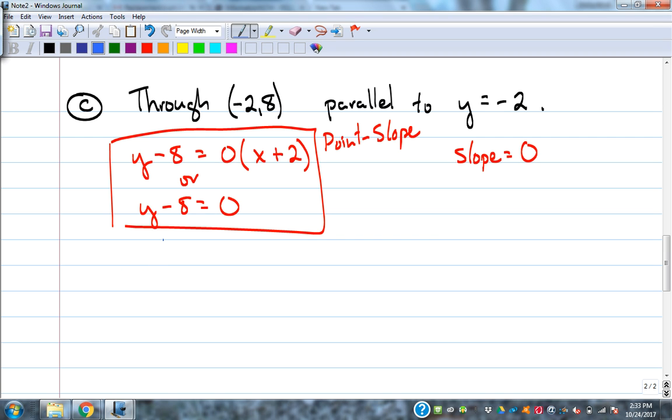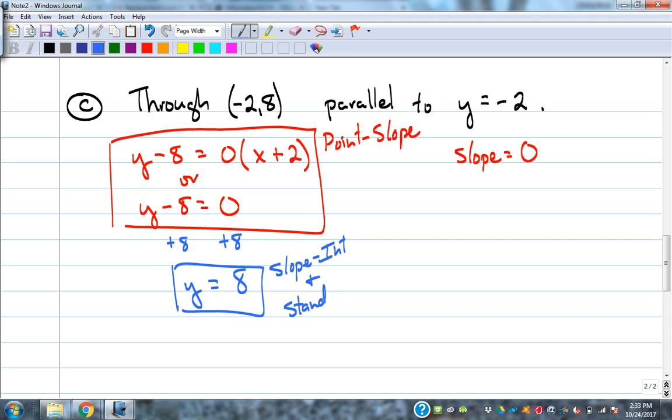Now, how do I get that into slope intercept form? Get y by itself, so just add 8, right? That's slope intercept form, but it's also standard form, because there's no fractions involved and there's no x to get on the same side with it. So you're done. That's standard form and slope intercept form for this one. Pretty easy. Not quite as easy as the next one.